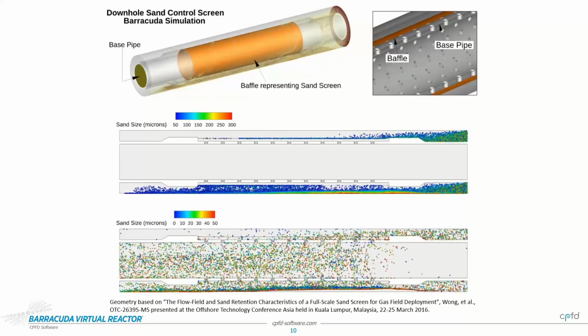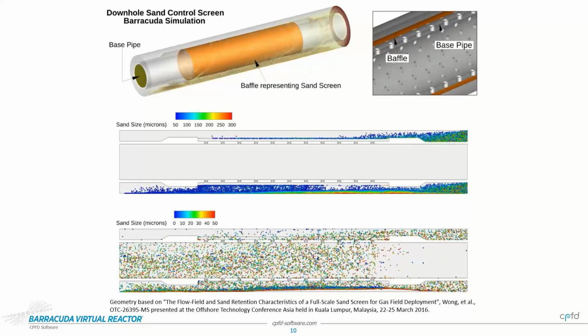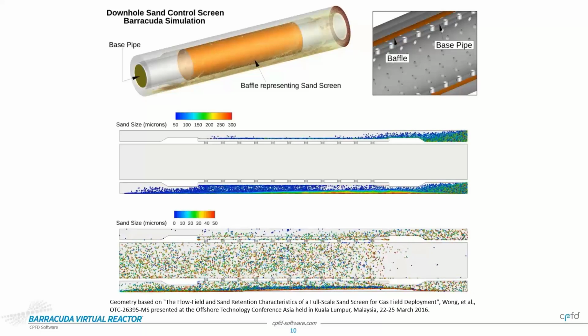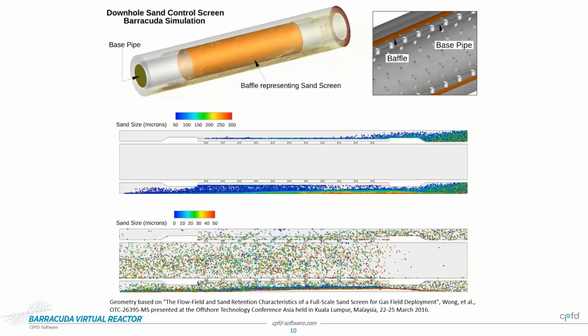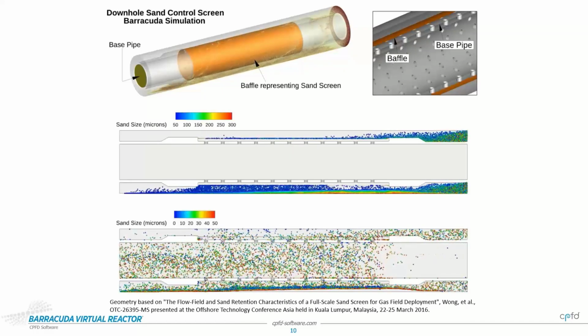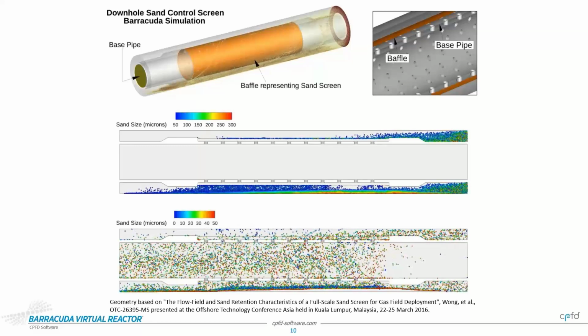The top image and animation illustrate the full tool geometry, which includes a base pipe and shroud, and there's also a cross-sectional view of the domain in the top right. Below this, an animation shows two separate cross-section views taken from the same simulation but using different blanking constraints.